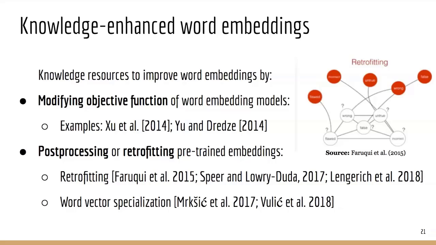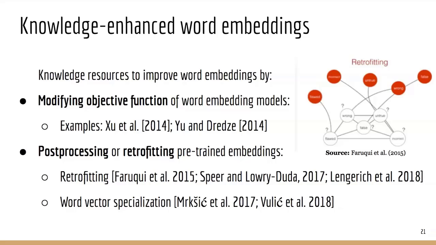Two main approaches. One is that you directly modify the objective function of word embeddings. If you remember, the objective function is many times something along the lines that you had to predict a word in context. But in this case, perhaps you can add information from lexical resources and refine this objective function to integrate this knowledge. And another approach that has been more successful recently is post-processing, or what is called retrofitting in some papers.